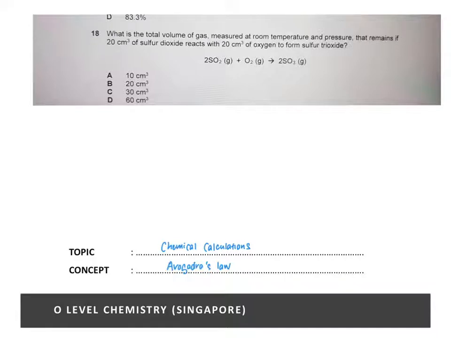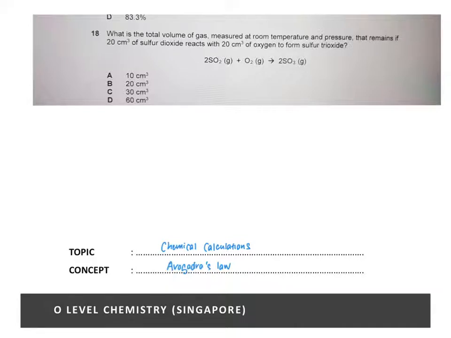So in this case, if you look at the reaction, it's actually involving gaseous reactants and products. So Avogadro's law can be applied in order to solve this question. Alright, in this question, we are looking at a reaction between sulfur dioxide and oxygen, forming sulfur trioxide.